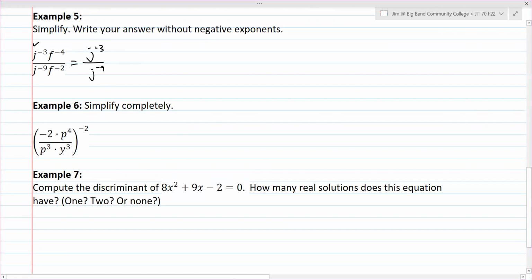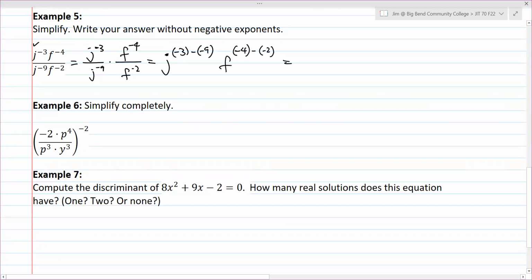Once we get the concept, then the progress will be smooth from now on. All right, the quotient rule tells us that for j, this is the part I want to go slower, we have the power of j, which is negative 3 minus negative 9. Okay, so remember, we have a negative number minus a negative number. And then for the f, we have the exponent negative 4 minus negative 2.